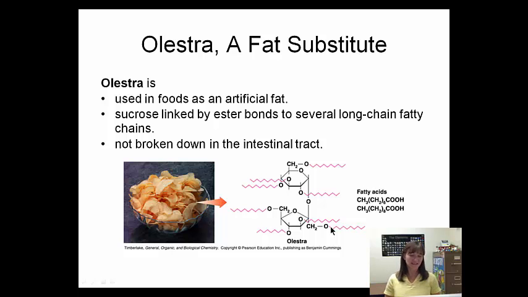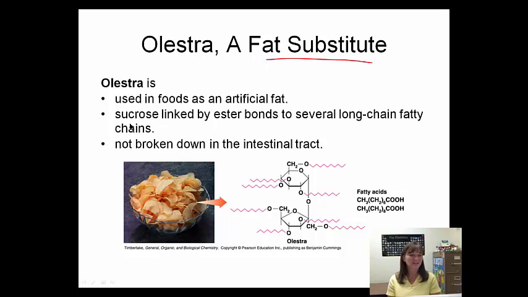And here's just a little piece of trivia as kind of a side note. I won't test you on this, but it's pretty interesting, I think. Alestra came out in the market, I think, like the early 1990s. And it was dubbed a fat substitute because it felt and tasted like a fat, but our bodies didn't recognize it as a fat. So Alestra was used in foods as an artificial fat.